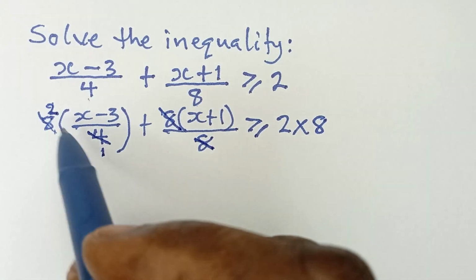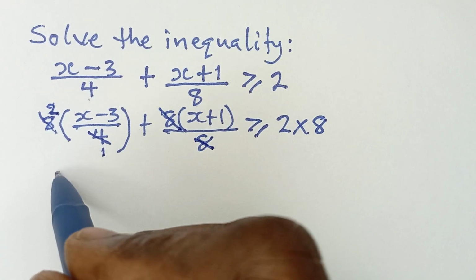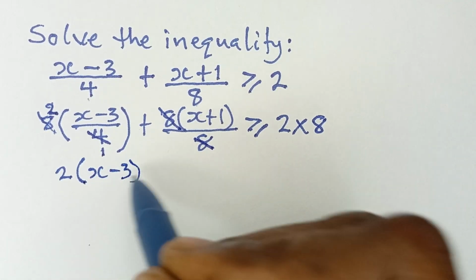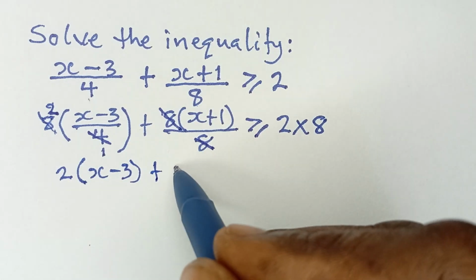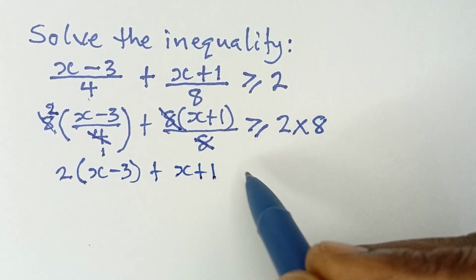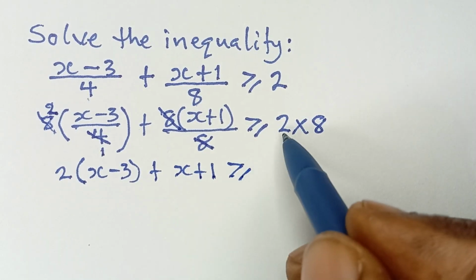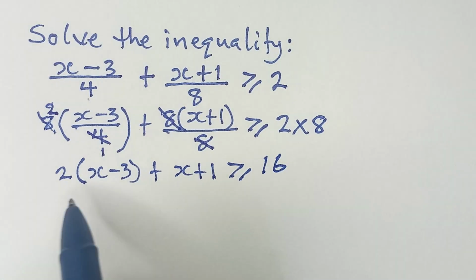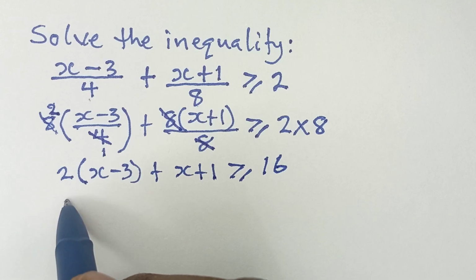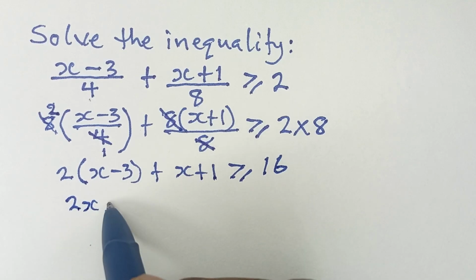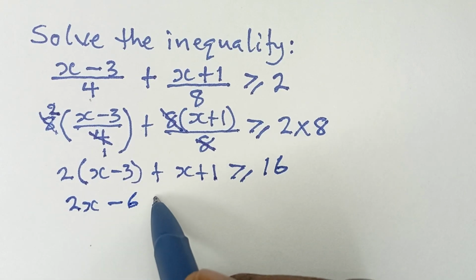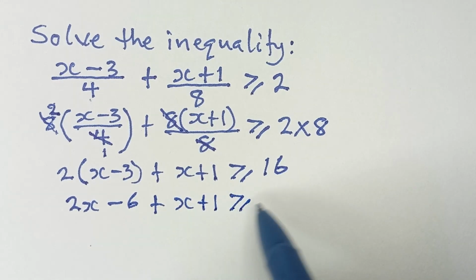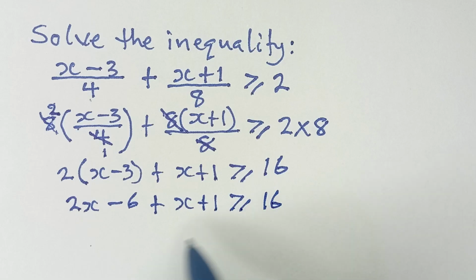And then we can now move on to say 2 multiplied by x minus 3. Then plus here I have only x plus 1 left, and then that will be greater than or equal to 2 multiplied by 8, which is 16. So if I expand this bracket, it's going to give me 2x minus 6 plus x plus 1 is greater than or equal to 16.